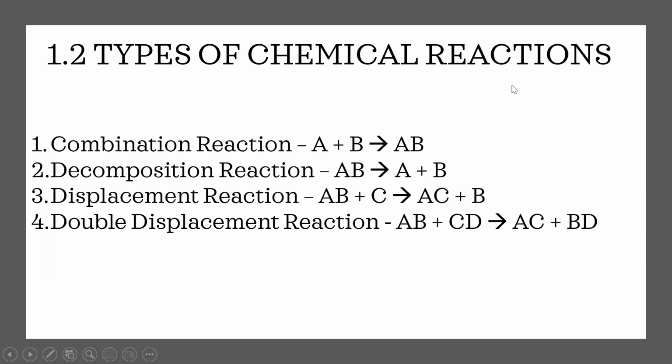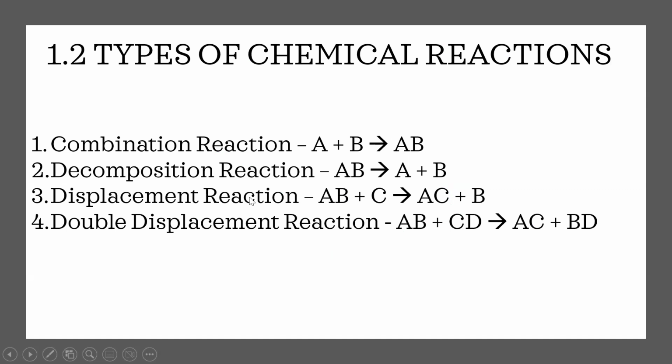Let me give you a small introduction about types of chemical reactions. There are 4 types of chemical reactions. First one is a combination reaction, where two reactants combine together to form a single product. Here, bond formation is taking place. Next one is a decomposition reaction, where a single reactant will decompose into more than one product. Here breakage of bond is taking place.